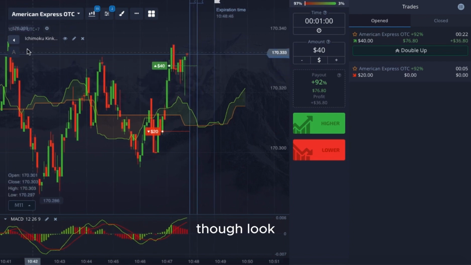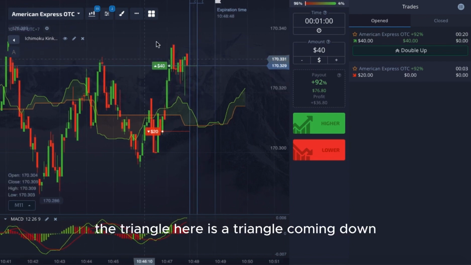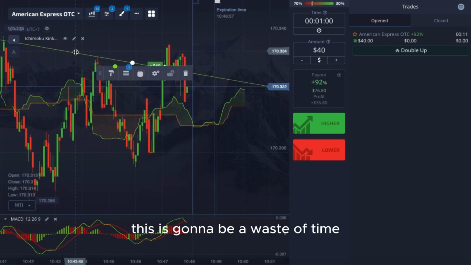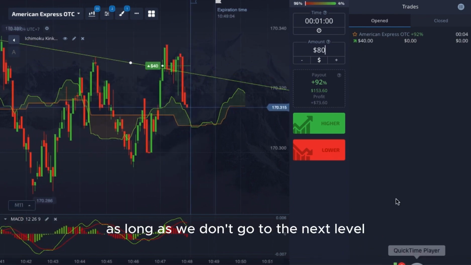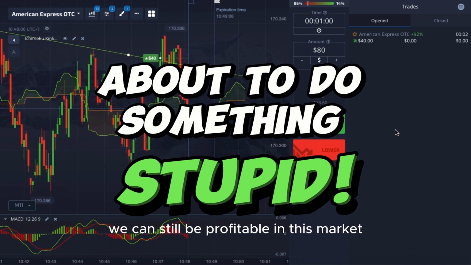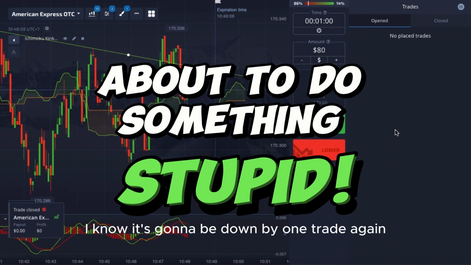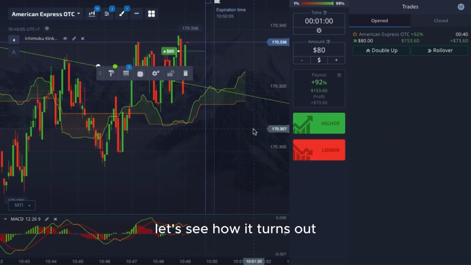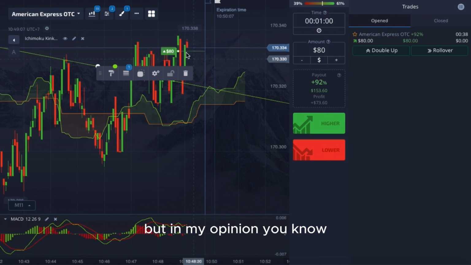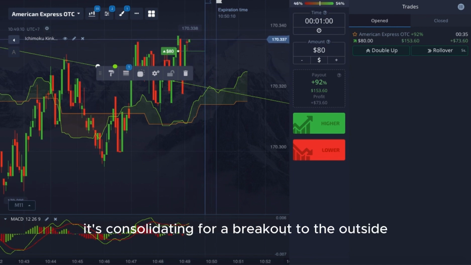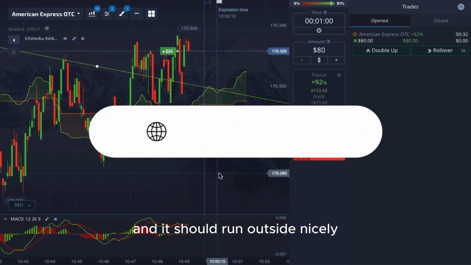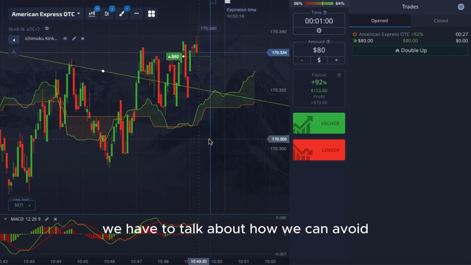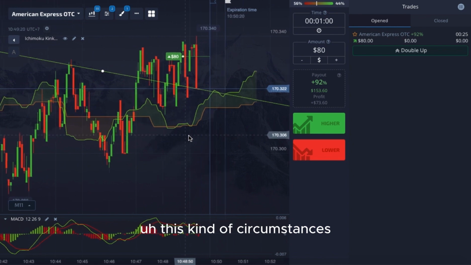It's possible though. Look, the triangle here is a triangle coming down. So I'll show you. This is going to waste some time. As long as we don't go to the next level, we can still be profitable in this market. Otherwise it's going to be down by one trade again. Oh no. Notice I did break the trading rule on this trade. Let's see how it turns out and we'll talk about it, but in my opinion, it's consolidating for a breakout to the upside and it should run outside nicely. But after this is done, we have to talk about how we can avoid this kind of circumstances.